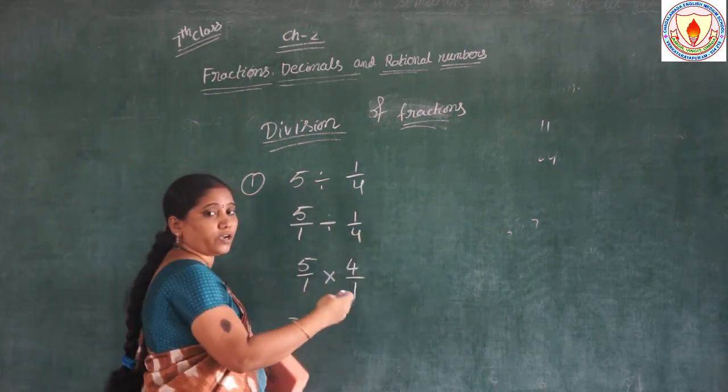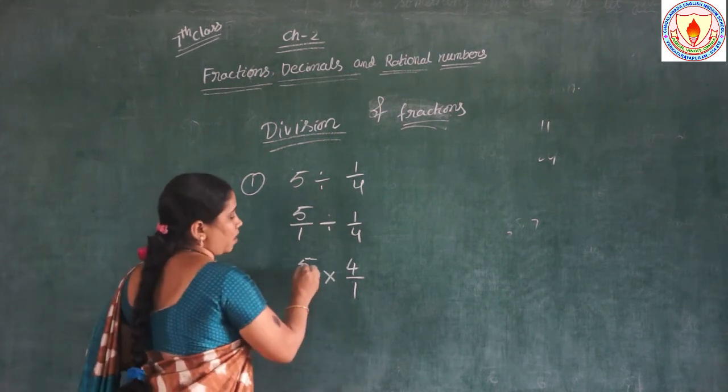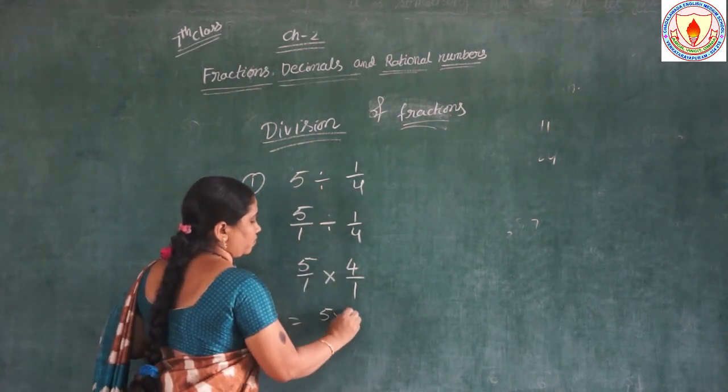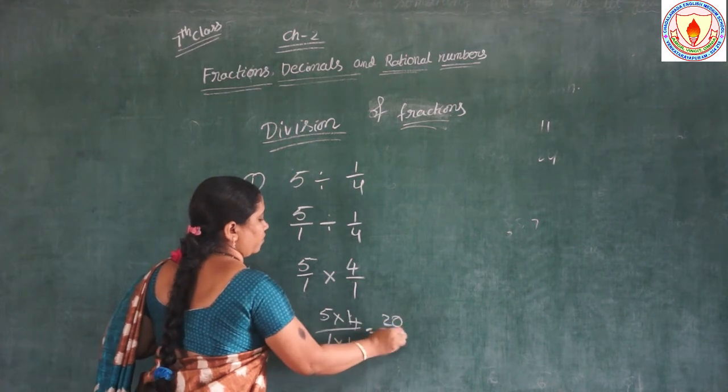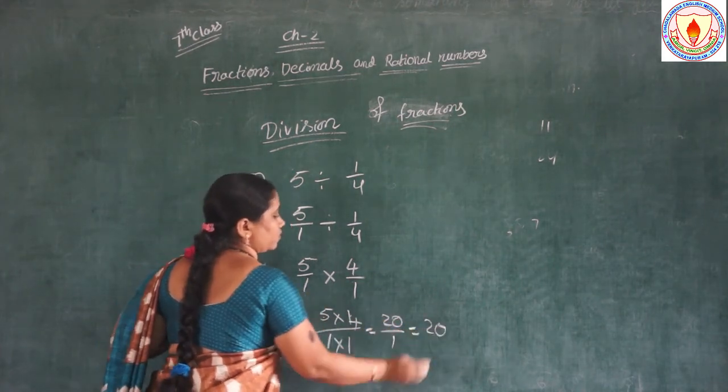Now it has become multiplication of fractions like before. 5 into 4 and 1 into 1. 5 4s are 20, 1 1s are 1. 20 by 1 means 20.